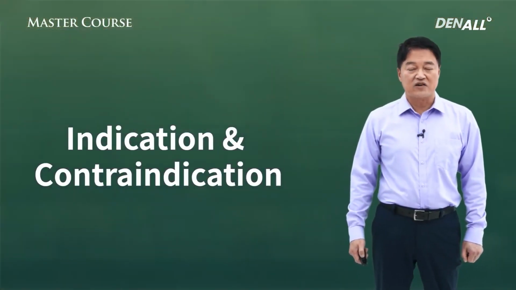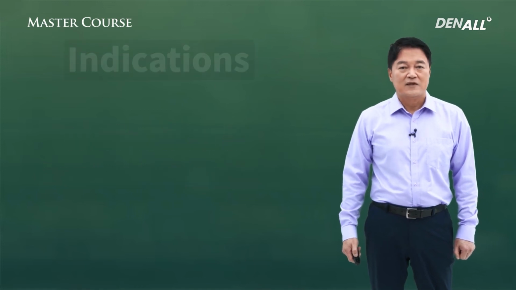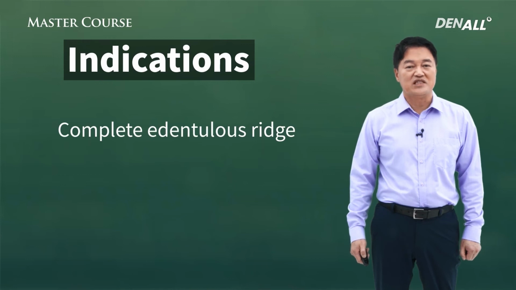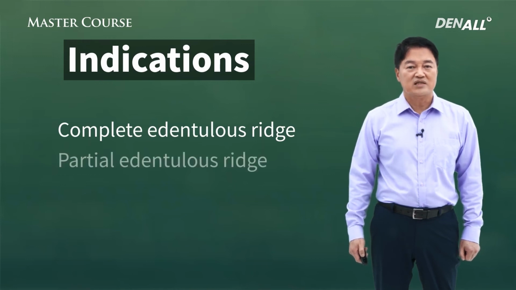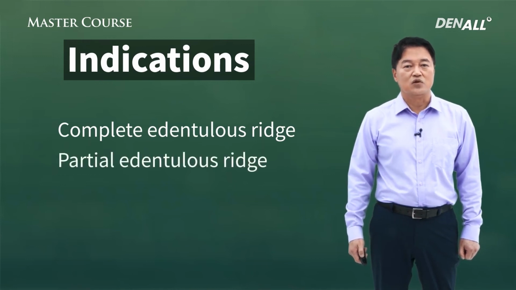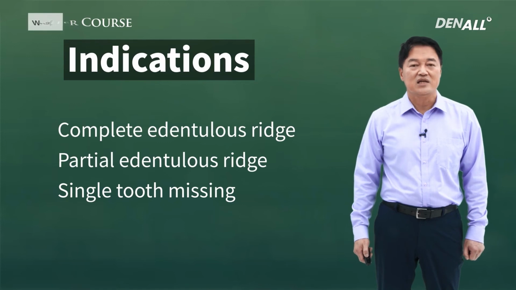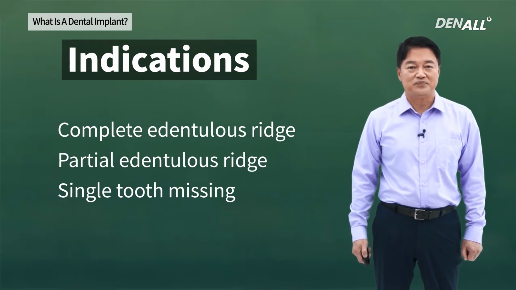Let's look at indication and contraindication. Implant indication includes complete edentulous ridge, partial edentulous ridge, and missing single tooth. All cases where teeth are missing, implant can be applied.